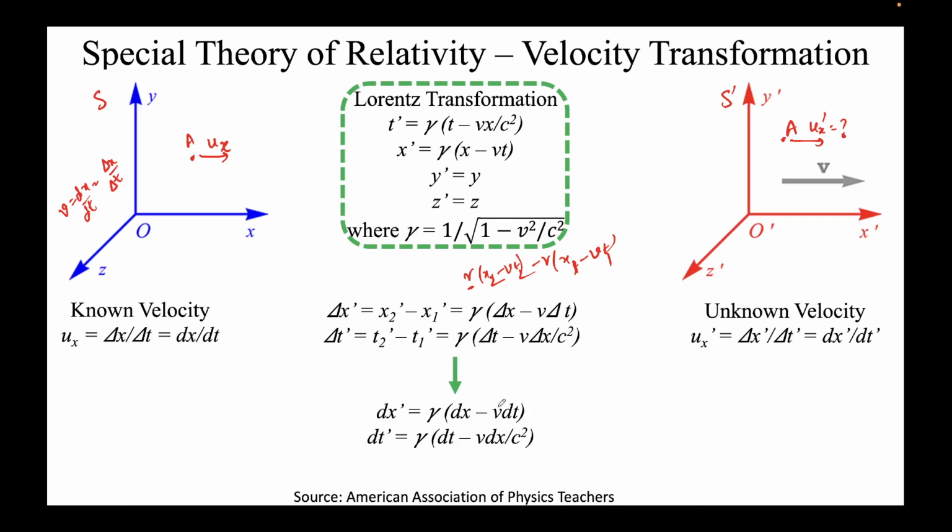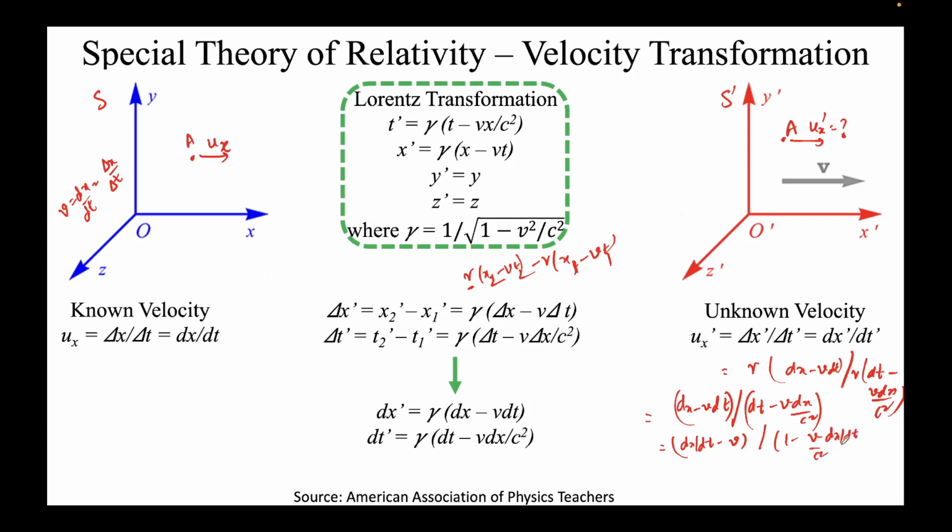Now I'll put these values here. The value of dx prime is gamma times (dx minus v dt), over gamma times (dt minus v dx over c square). Gamma gets cancelled. What I get is dx minus v dt in the numerator, and the denominator is dt minus v dx upon c square. If I divide everything by dt, numerator as well as denominator, I get dx by dt minus v, divided by 1 minus v times (dx over dt) over c square.